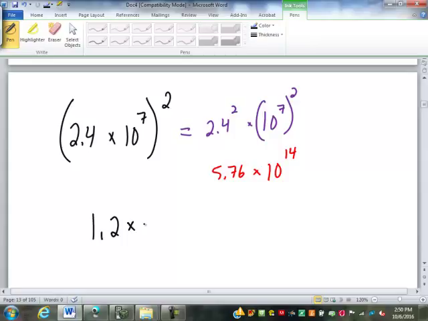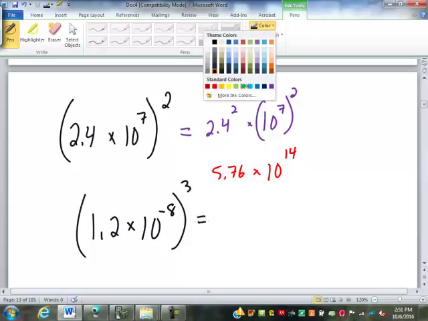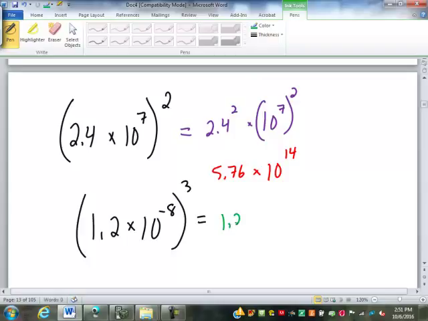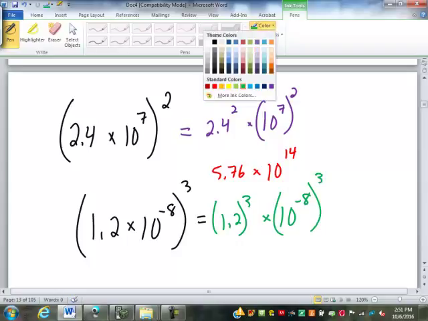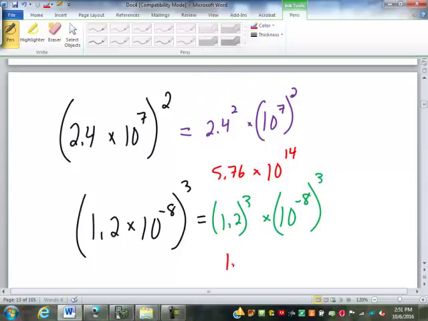So what if I have 1.2 times 10 to the negative 8 to the power of 3? Well, again, I separate it out. It's going to be 1.2 to the power of 3 times 10 to the negative 8 to the power of 3. 1.2 to the power of 3 is 1.728 times 10 to the negative 8 to the power of 3, negative 24. Very good.